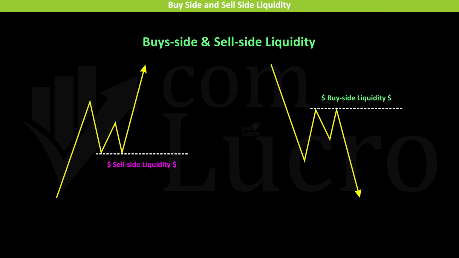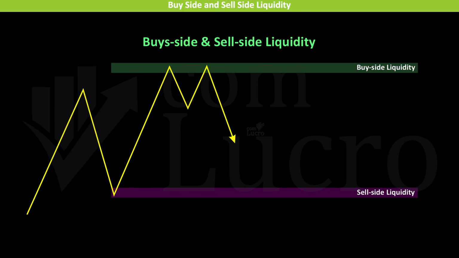What typically happens around these areas? Institutional participants, often referred to as smart money, actively target these liquidity zones. For instance, when smart money intends to build long positions, a large number of sellers is required to fill those buy orders. That raises an important question. Where are those sellers located?